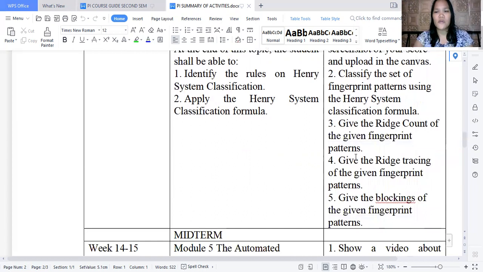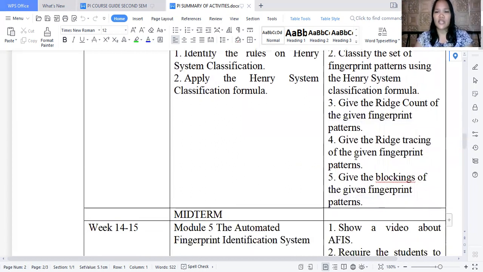In number 4, you will also give the ridge tracing, whether it is inner, meeting, or outer. Again, we will consider some rules to follow for you to give a correct tracing for a particular fingerprint pattern. And of course, lastly, is the blocking of fingerprints. Instead of indicating the full name of the fingerprint pattern, you will be required to use the blockings.